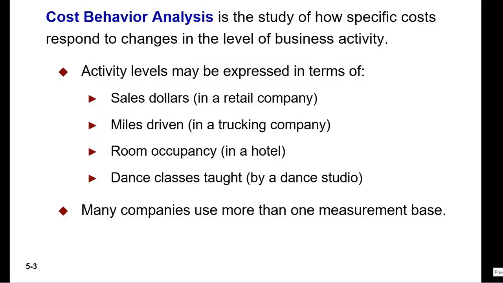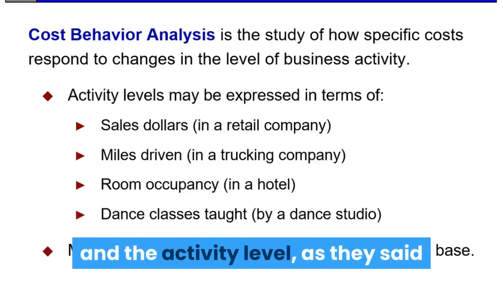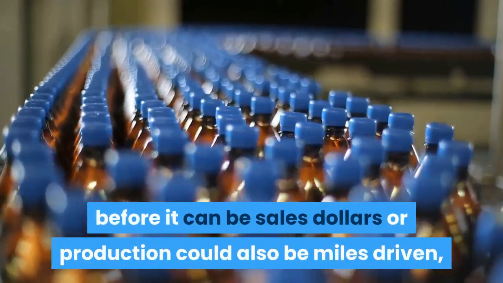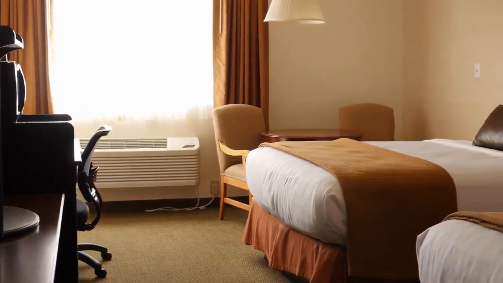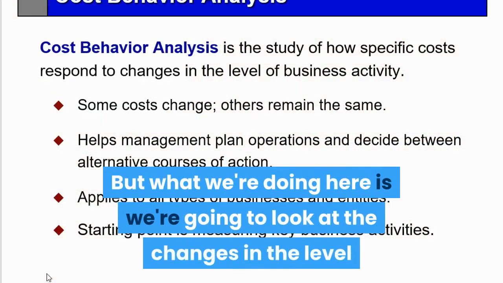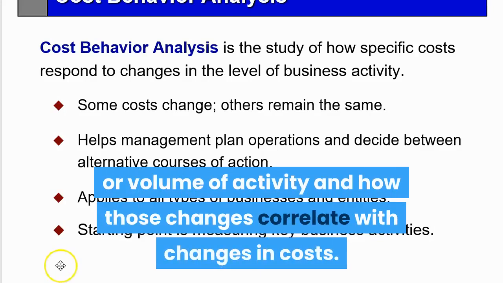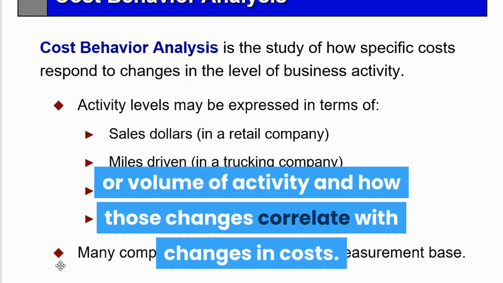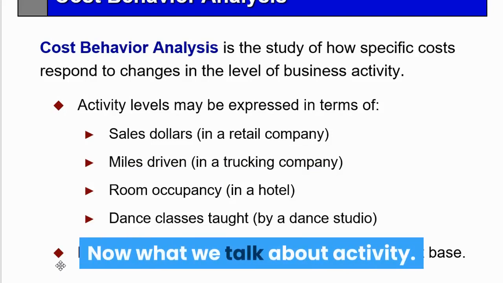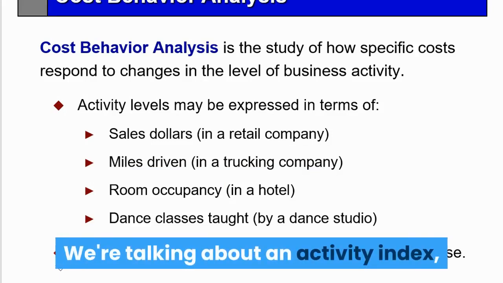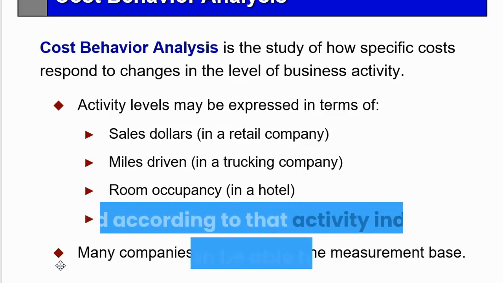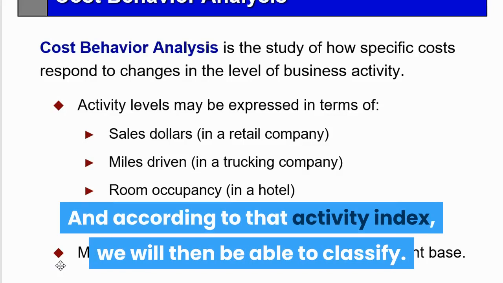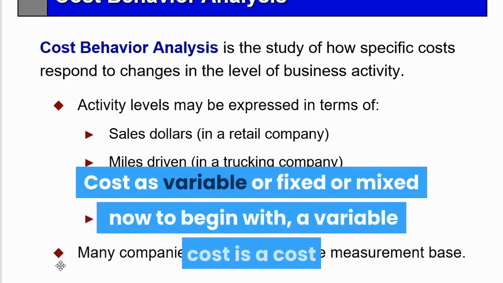A cost behavior analysis is expressed in terms of activity levels, and the activity level, as I said before, can be sales dollars or production. It could also be miles driven, room occupancy at the local hotel and so on. But what we're doing here is looking at the changes in the level or volume of activity and how those changes correlate with changes in costs. When we talk about activity, we're talking about an activity index, and we have to be very aware of what that activity index is. According to that activity index, we will then be able to classify cost as variable or fixed or mixed.